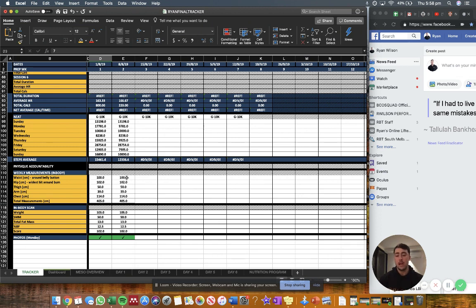Perfect. So in the next few examples, or the next few videos, we're going to run through the graphs and how each different section of the tracker is filled out.